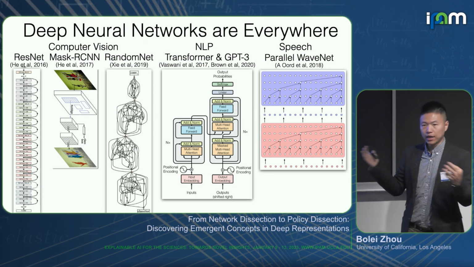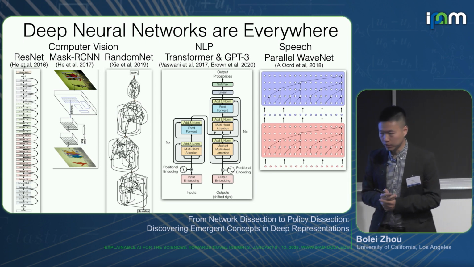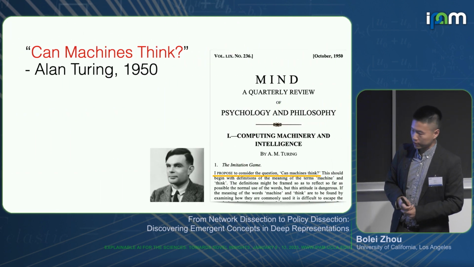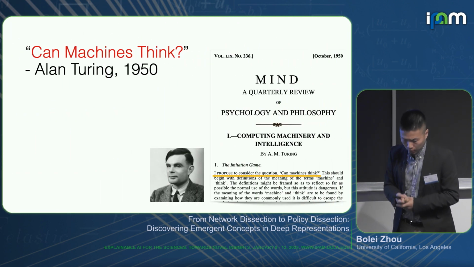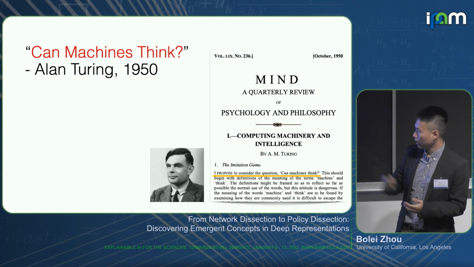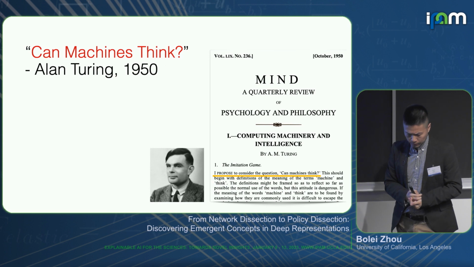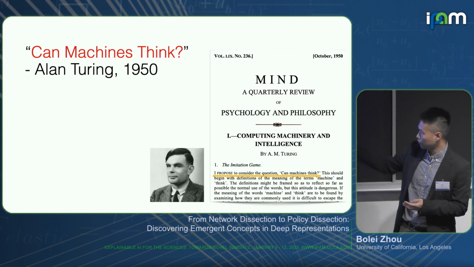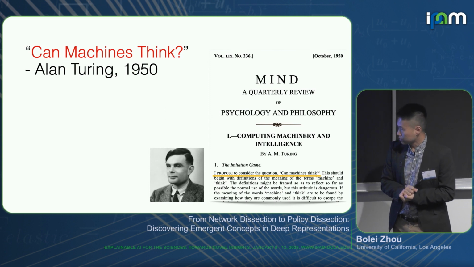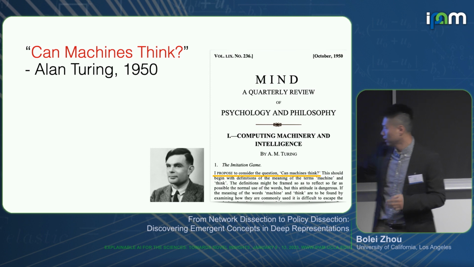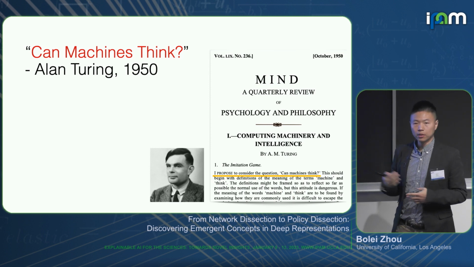Before we get too excited about the progress of deep neural networks, I would like to take a pause and take a look at history. One of the founding fathers of artificial intelligence, Alan Turing, proposed a very important question more than 50 years ago in this influential paper. He asked, can machines think? This is a very fundamental question, right?